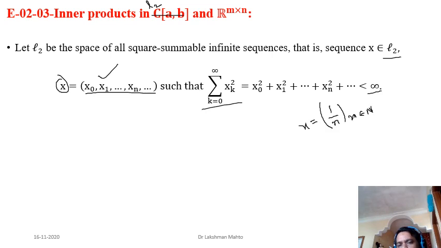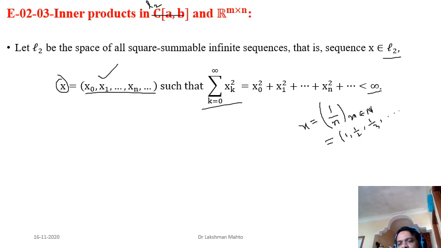Okay, so you can go for explicit representation. That means what would be the first term? The first term would be 1, n equal to 1. Then the second term would be 1 by 2. The third term would be what? 1 by 3. And the fourth term would be 1 by 4. And likewise it will go on.